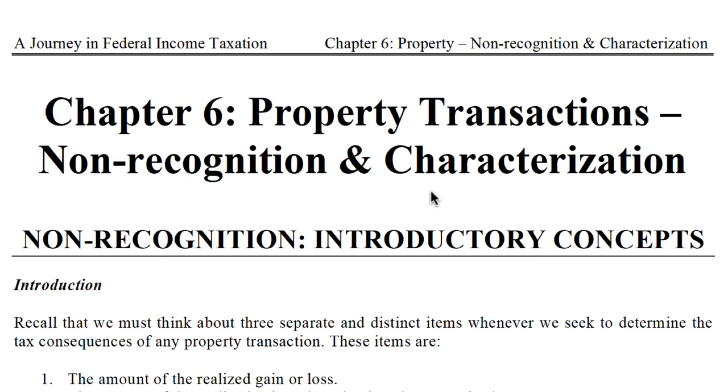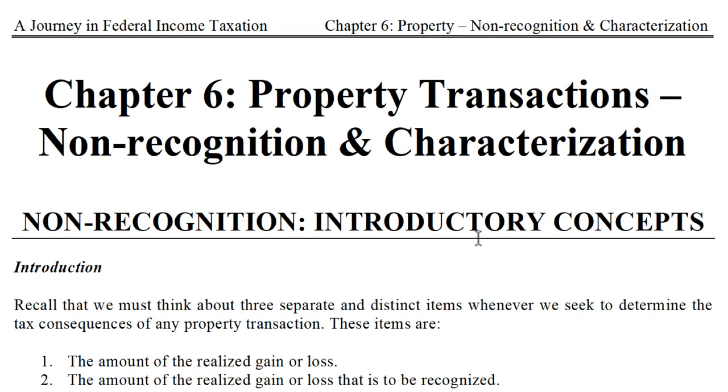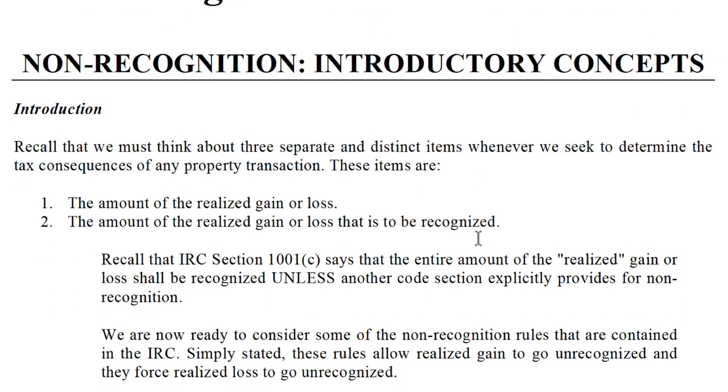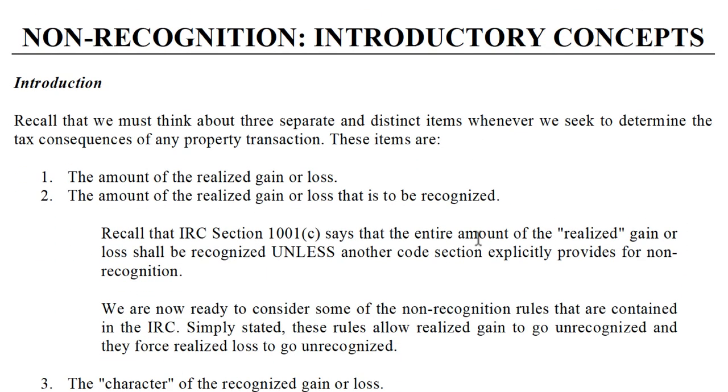So the other topic I want to consider, which is Chapter 6 in my Journey in Federal Income Taxation course packet, is the other part of property transactions, non-recognition and characterization. So as I mentioned, just because you have a realized gain or loss doesn't mean it's going to be recognized. Section 1001(c) says that all realized gains or losses are recognized unless otherwise provided in the Internal Revenue Code.